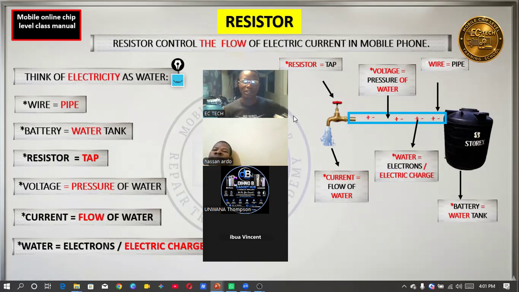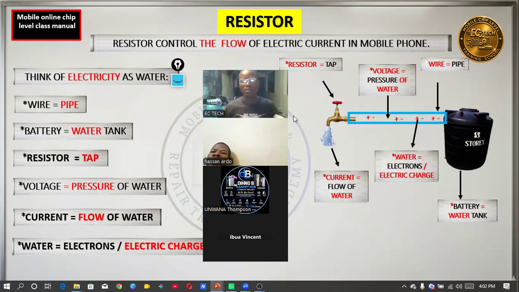Okay? That's why we have one law that governs electronics. We call it Ohm's law. It tells us the relationship between current, voltage, and resistance. It tells us that the current flowing through a wire, that's a conductor, is directly proportional to the force that is pushing it, which is voltage, if the resistance remains constant.